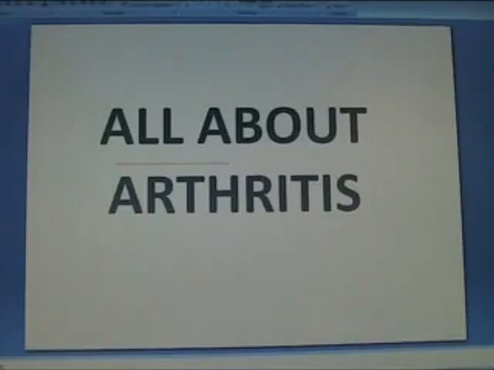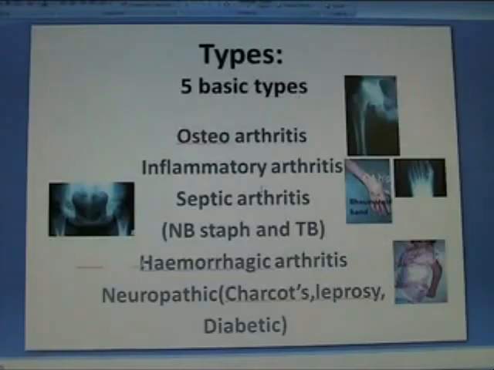All about arthritis. I've tried to produce this to make it a simpler topic for medical students and residents. It's made unnecessarily complicated in textbooks by rheumatologists and medical scientists, but orthopedic surgeons deal with this every day, and they look at it in a far more simple and pragmatic way. Now, there's 5 basic types.